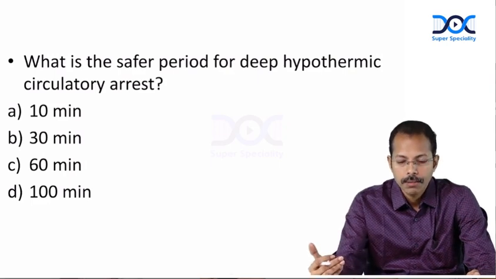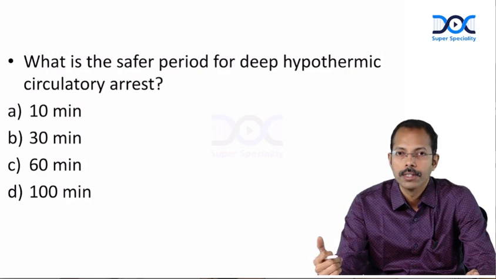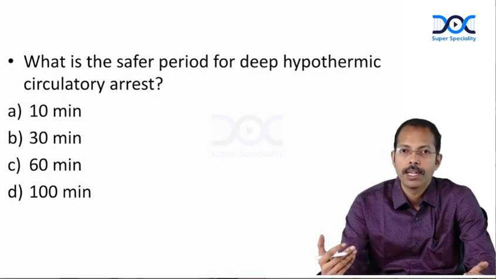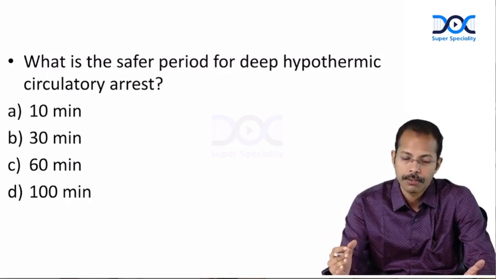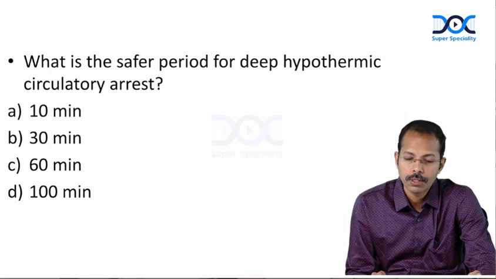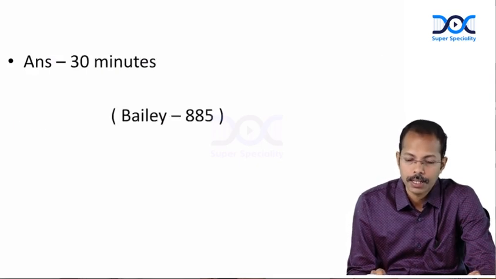Yes. What is the safer period of deep hypothermic circulatory arrest? As we have discussed elaborately about the circulatory arrest, you people can definitely answer this. The answer is about 30 minutes. It is given in Bailey.